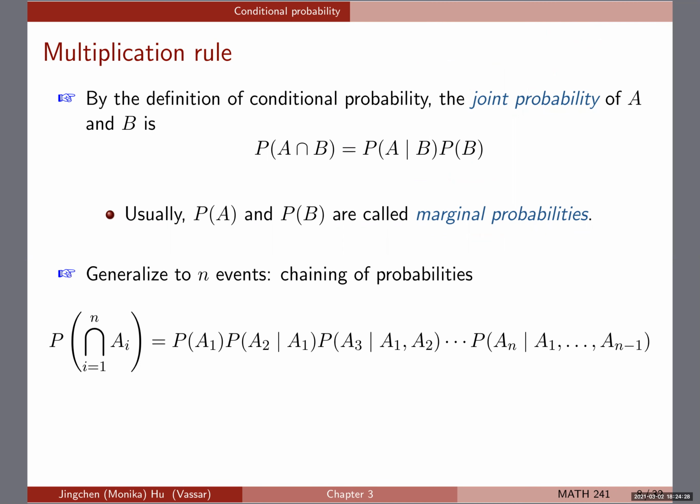And also, you can generalize this to multiple events. Let's just say in general n events, then we're able to do the chaining of probabilities. So the notation here, as you can see, is that we have n different events, and then we're looking at the joint of all of them. So we're writing all of this intersection. Each Ai is an event, and we have n of them in total.